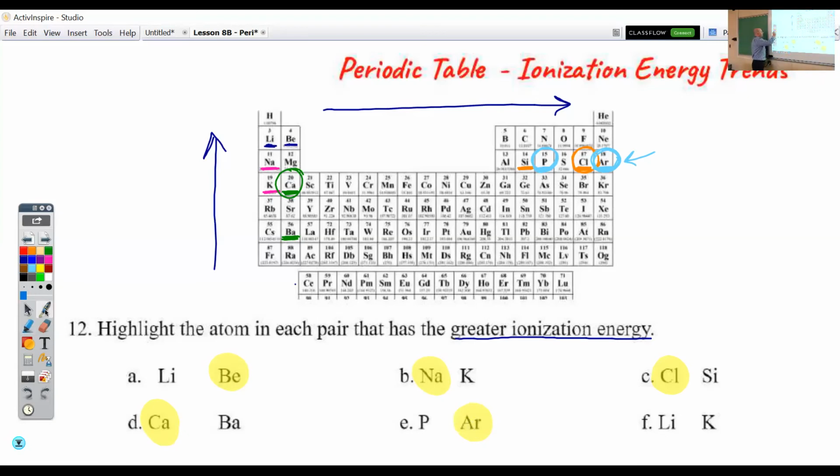And then in our last combination, we have lithium and potassium. So here's lithium, here's potassium. Lithium is higher up, so it will have a greater ionization energy.